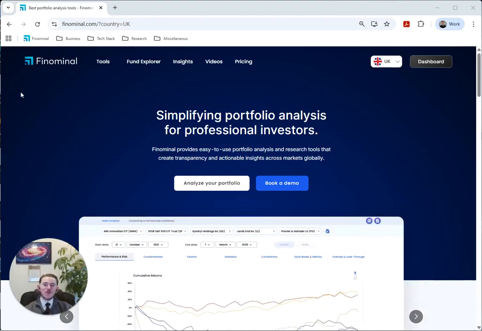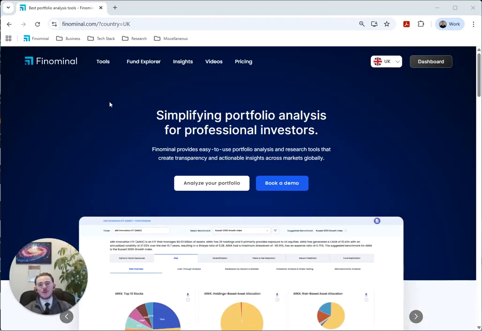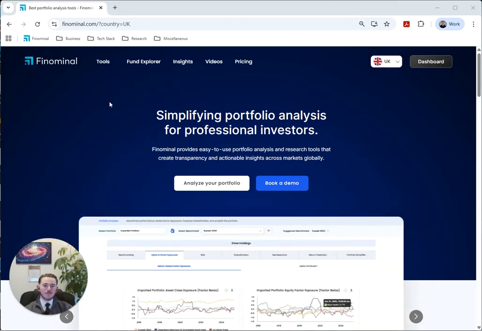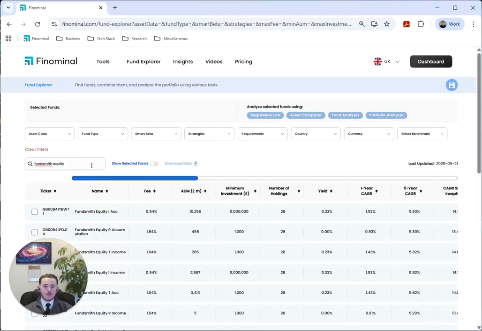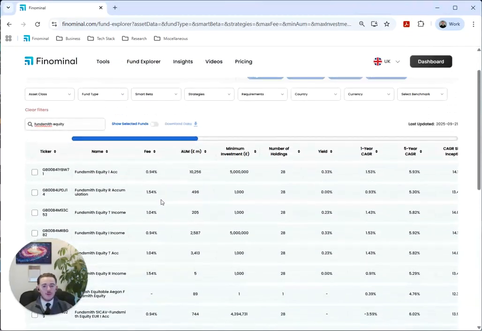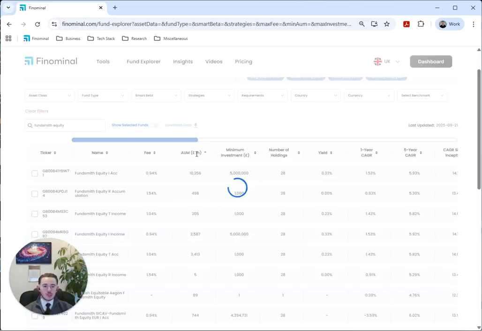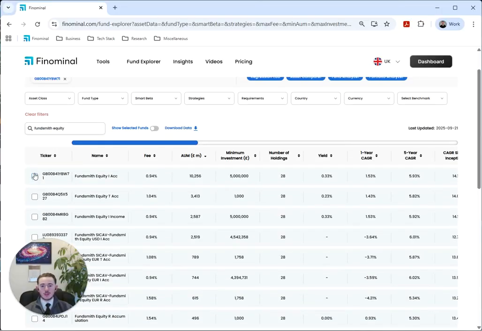In today's video, we'll be carrying out a full fund review of the quite popular UK mutual fund, the Fundsmith Equity. To start, we'll head over to the Fund Explorer and just type in the fund name, Fundsmith Equity. We can see quite a few different share classes to choose from, so I will carry this analysis out based off of the one with the highest AUM. And we can see quite a popular fund indeed at just over 10 billion AUM.